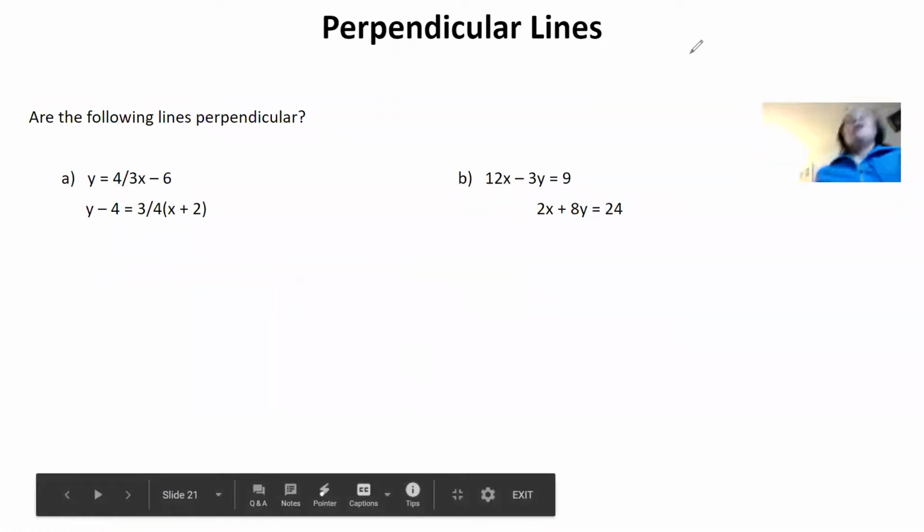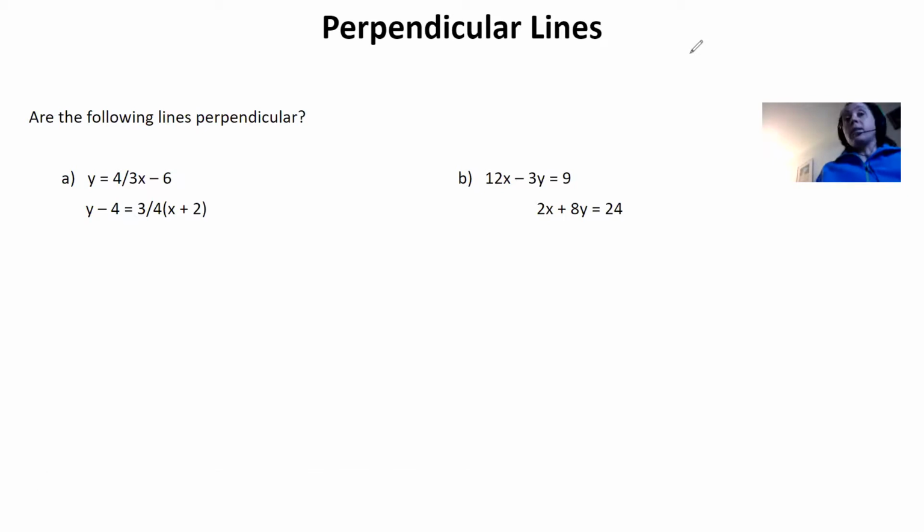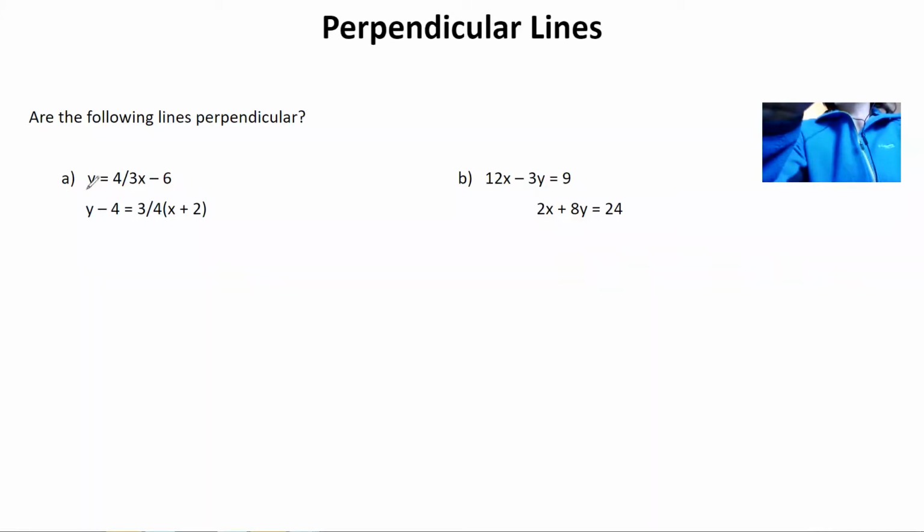Okay. So we have to determine, are these lines perpendicular? I can do that. I don't have to do too much there because I have slope-intercept form. So I can real easily read the slope right in front of x. It's just 4/3. And this one is point slope. I can just read the slope again. It's right in front of the parentheses.